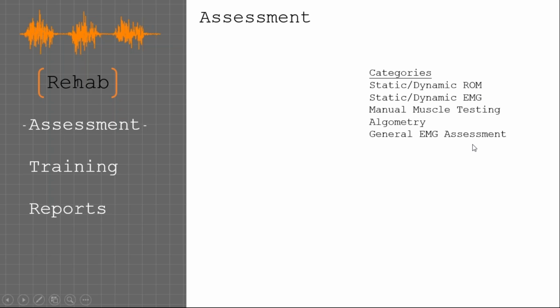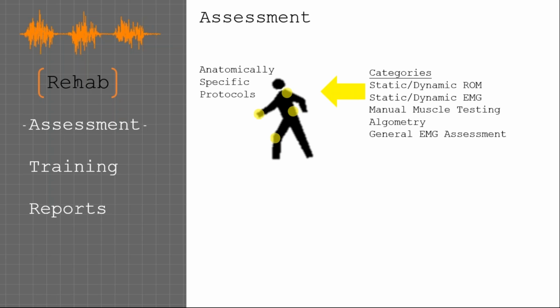We have static and dynamic range of motion assessments, static and dynamic EMG assessments. Those tend to be anatomically specific. So we'll have some cervical spine stuff. We can measure paraspinals if we have a lot of channels. We have, again, a lot of different ways we can evaluate what's going on before we start, I'll say, the intervention.